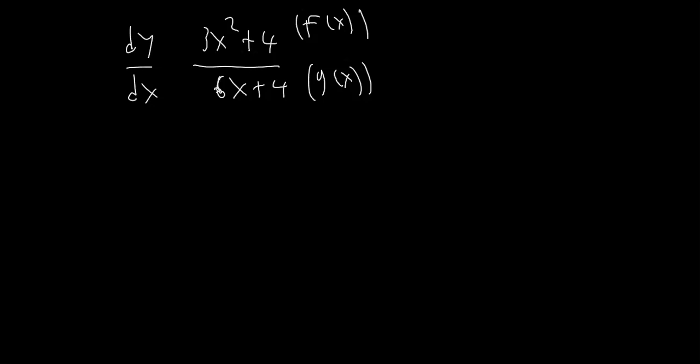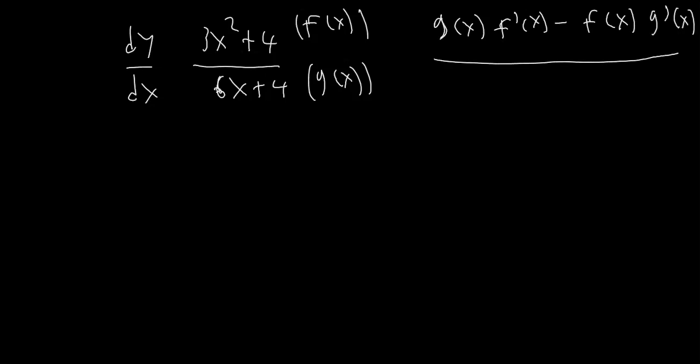Now the quotient rule states that, I'll write down the formula first and then solve the problem. g of x times f prime of x minus f of x times g prime of x, over g of x squared. Now let's solve it.